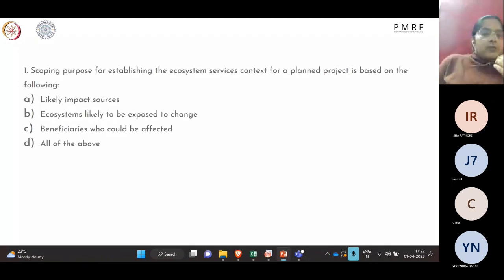Okay, so the first question is scoping purpose for establishing the ecosystem services, that is the ESR, context for the planned project is based on the following: likely impact sources, ecosystem likely to be exposed to change, beneficiaries who could be affected, or all of the above. So this is asking that when you do a scoping for ecosystem services, what sort of considerations you take where the ecosystem services are involved.